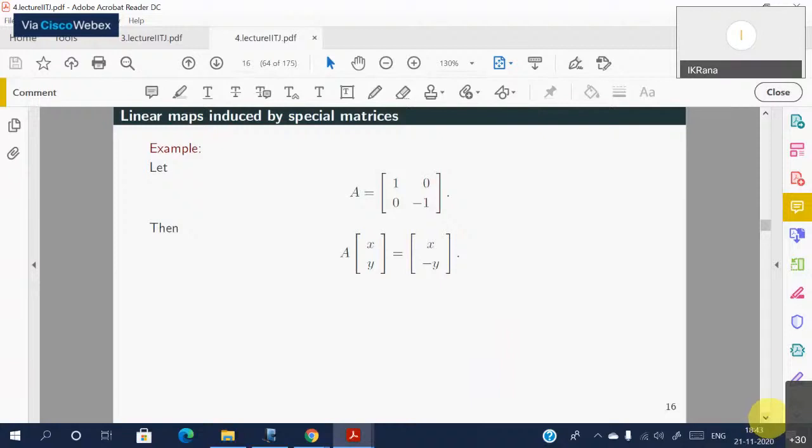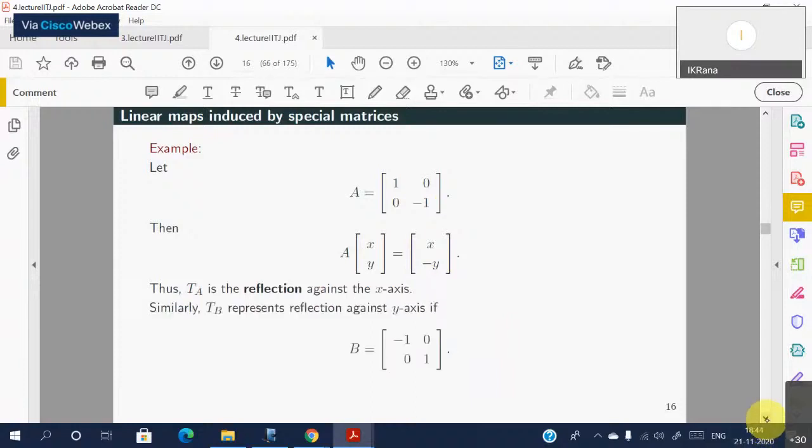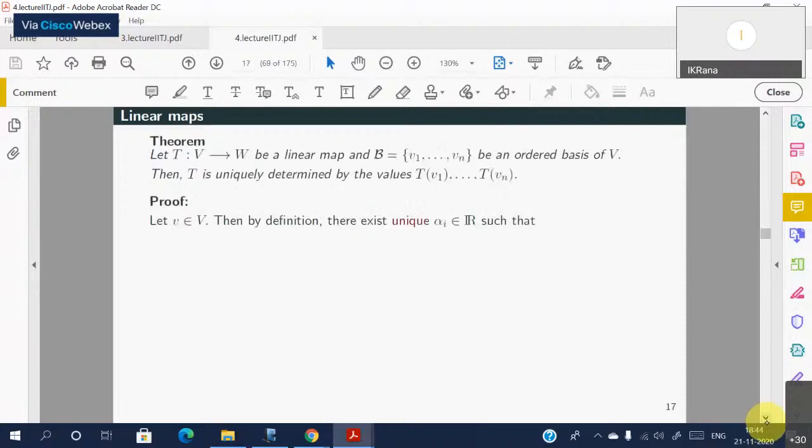Similarly, for the matrix 1, 0, 0, minus 1, x remains as it is and y goes to minus y, so that means it is a reflection against the x-axis. So most of the transformations that are needed can be obtained this way. Here is the first observation about linear transformations.